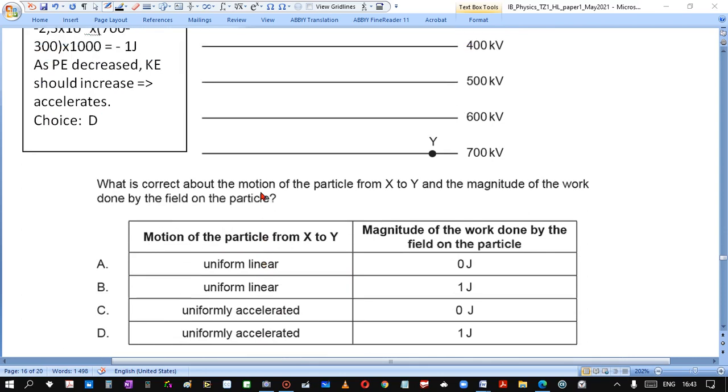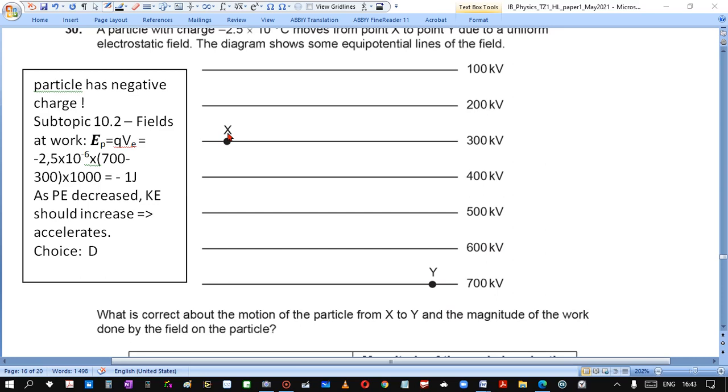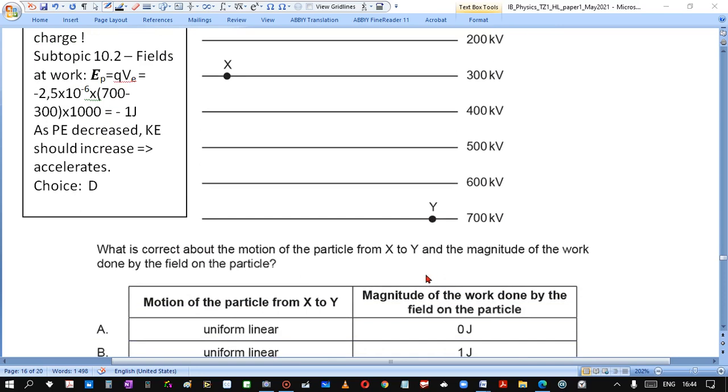Motion. So let's see what happens to the energy. The particle goes from X to Y, so potential increases, but the particle is negative, so the potential energy of the particle decreases. It means that kinetic energy increases, so the particle accelerates.